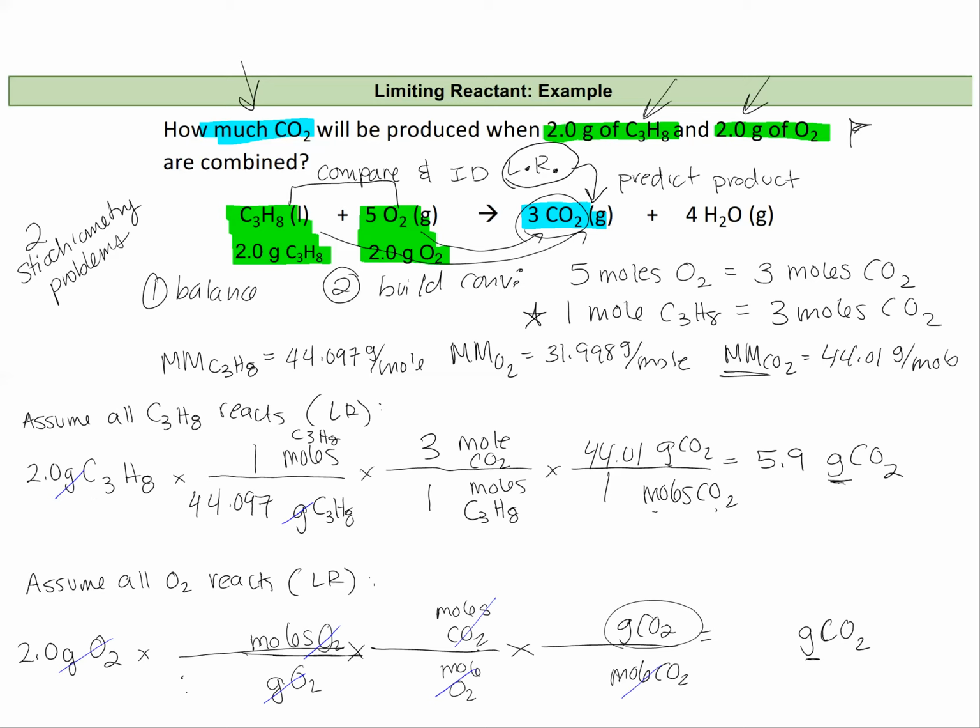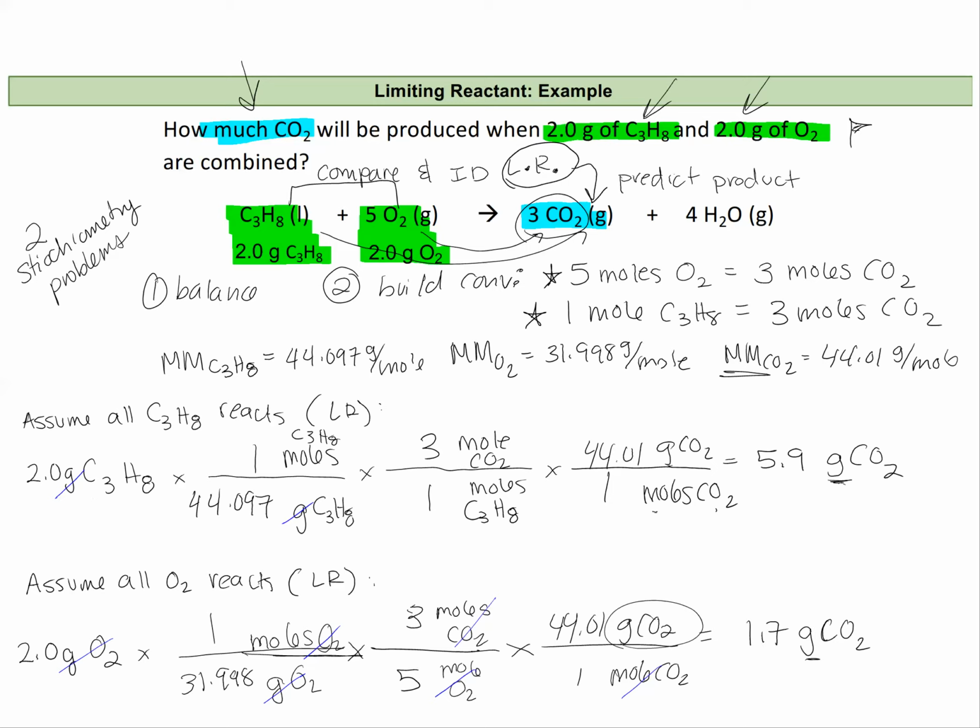So there's 31.998 grams in every 1 mole of oxygen. And there's 44.01 grams in every 1 mole of carbon dioxide. And it looks like 5 moles of oxygen will produce 3 moles of carbon dioxide. Now, if I plug this all into my calculator, I get 1.7 grams of carbon dioxide.